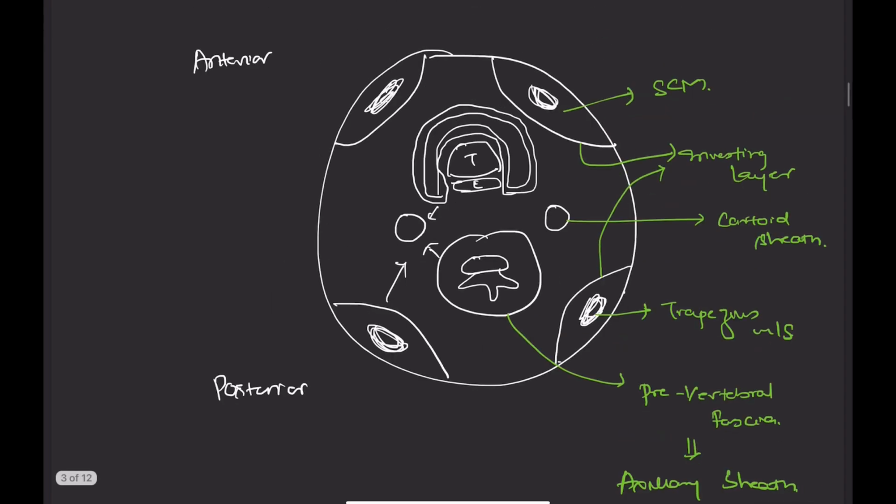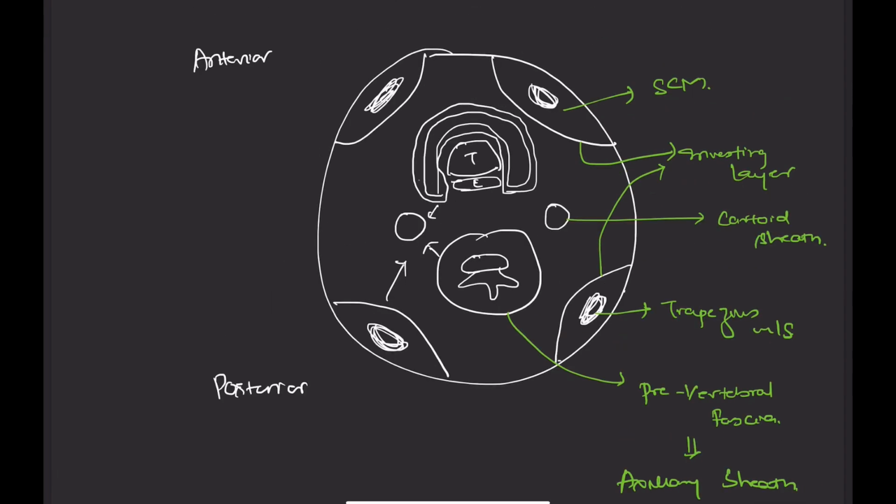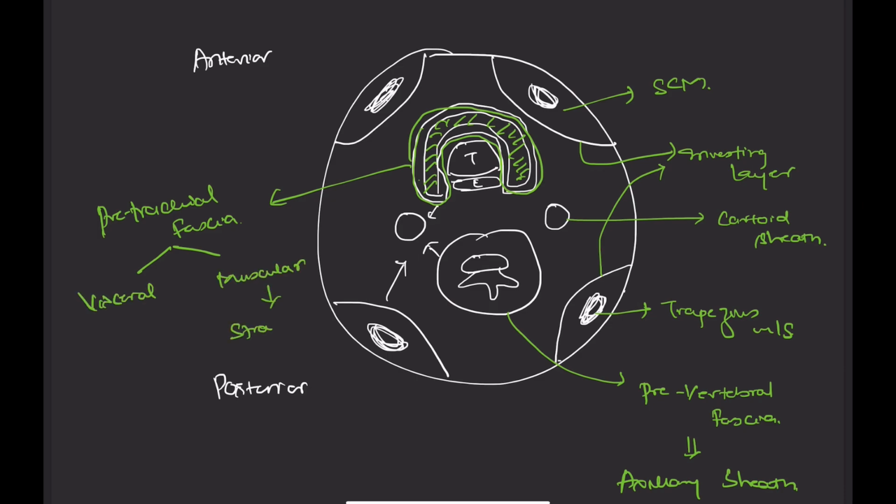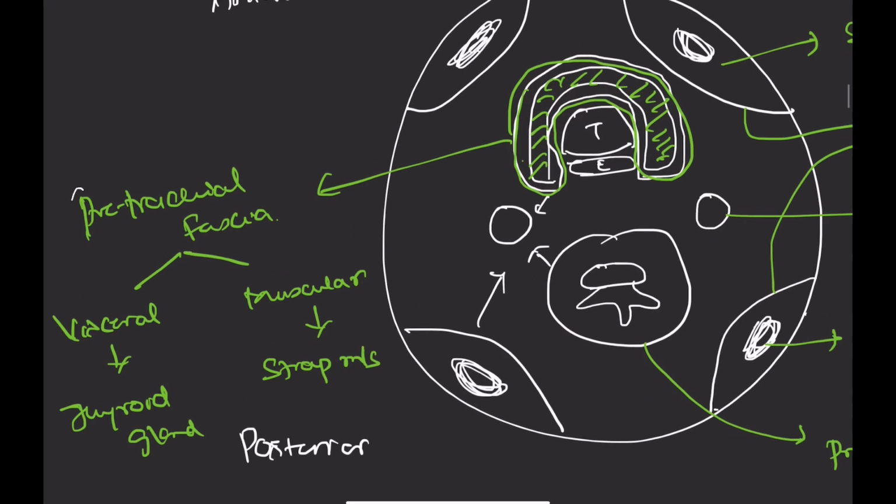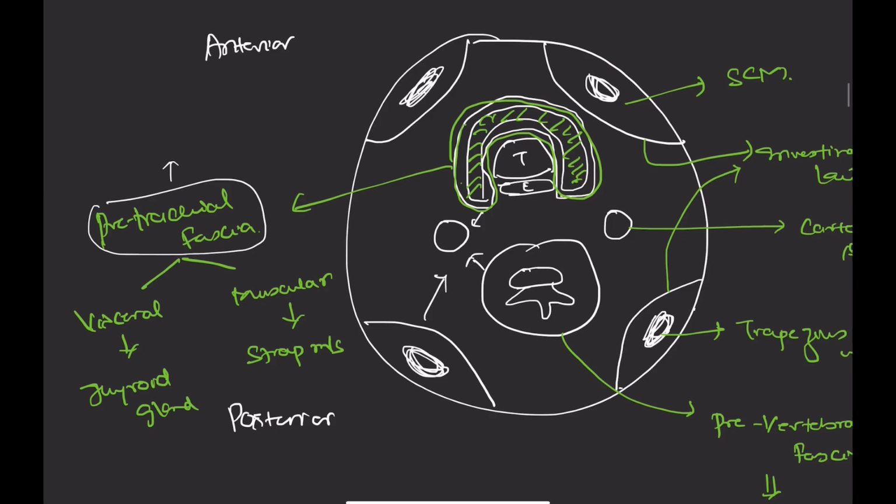Okay, and this outside fascia, which is covering the thyroid gland, is the pretracheal fascia. It has two layers, the visceral layer and the muscular layer. The muscular layer covers the strap muscles, and the visceral layer covers the thyroid gland. And remember, the pretracheal fascia, which is here, is covering the thyroid. This covering is the false capsule.